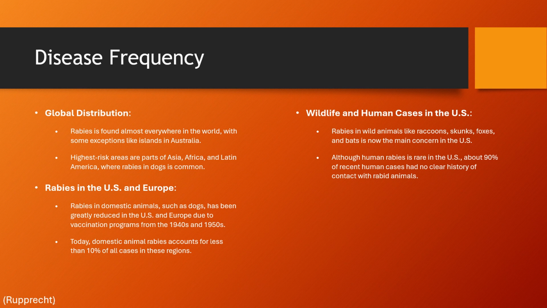Although human rabies is rare in the US, about 90% of recent human cases had no clear history of contact with rabid animals. This could be because the exposure wasn't noticed or properly investigated. Worldwide, rabies in humans is almost always caused by being bitten by an infected animal. Non-bite exposures, like coming into contact with saliva or scratches, are extremely rare. Rabies remains a major problem in developing countries where the disease can be fatal in almost every case once symptoms appear.